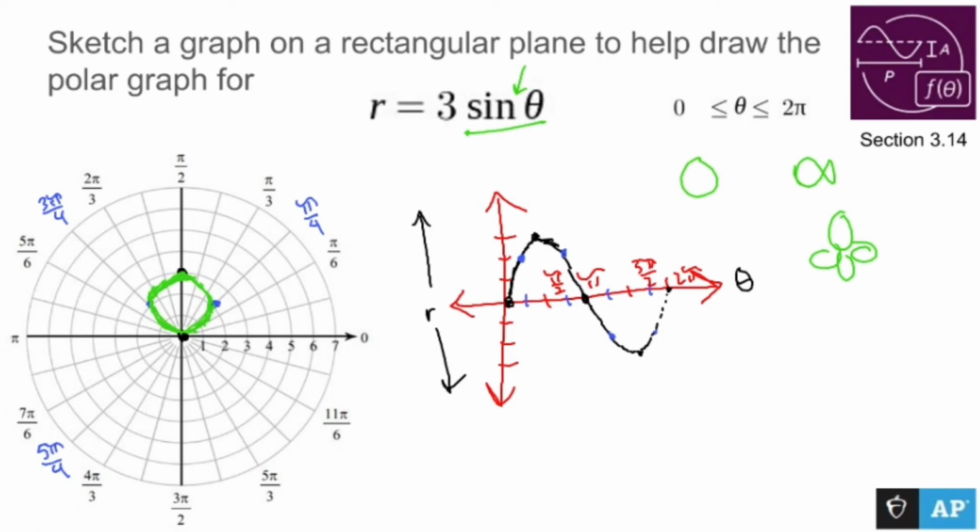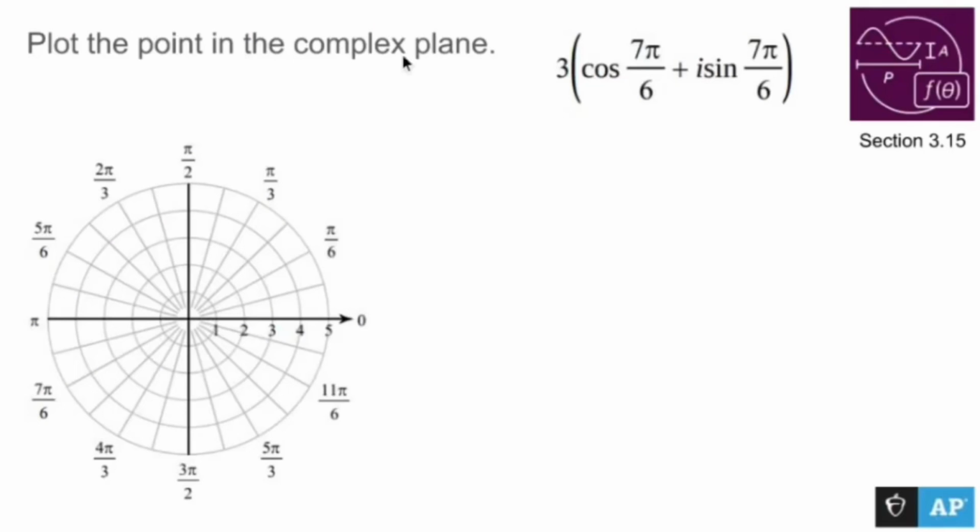Isn't that neat? Plot the point in the complex plane. I'm giving you a complex polar coordinate in the form 3 cos stuff plus i sine stuff. Sometimes you're used to seeing it as r cos theta plus i r sine theta, but this is another way of writing it out. Well, this is how you graph these.